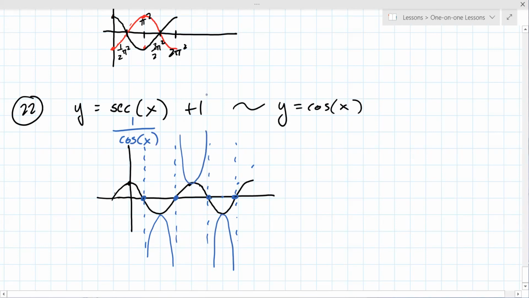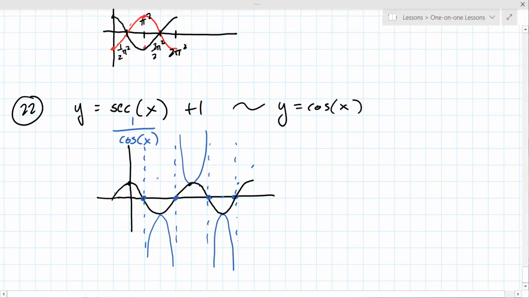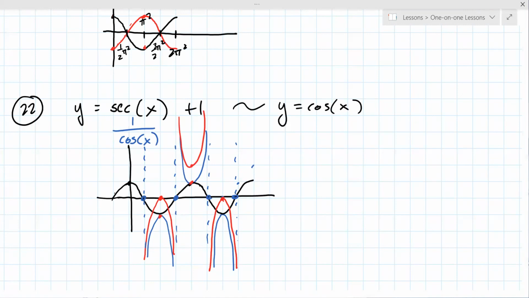But now you have to account for this plus 1. This plus 1 moves everything up 1, but you do it after you've drawn the secant. So this point goes up to here. This one goes up to here. So this graph becomes something like this. This one looks something like this. This one looks something like this. Okay. I'm sorry if it's not clear. We're really rushing through stuff that shouldn't be rushed, but that is it, it makes sense.